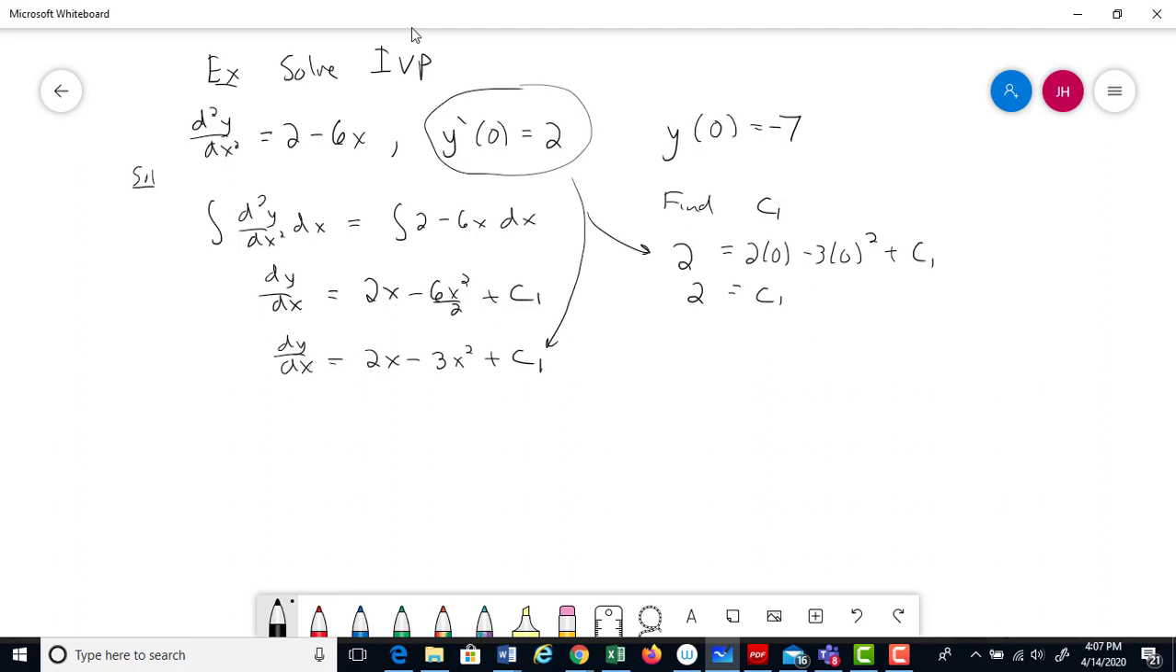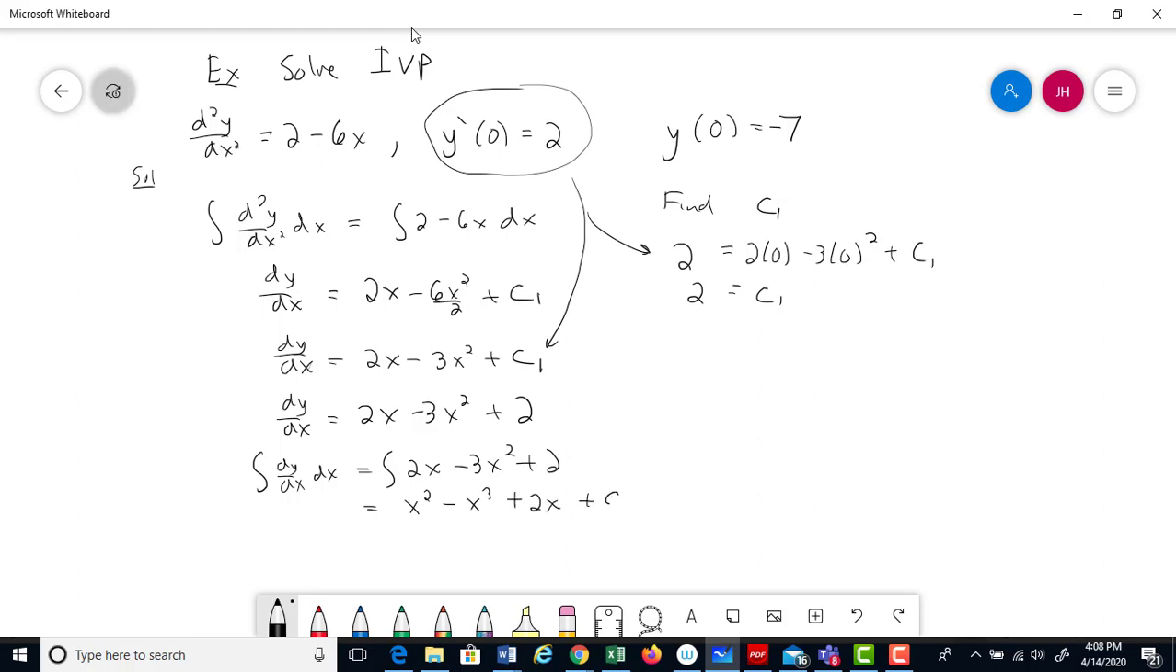So to find the constant for the first derivative, you're going to use the first derivative. So now I have dy/dx equal to 2x minus 3x squared plus 2. Now I need to do it again. I'm going to take the antiderivative, so I have to find the function. The antiderivative of this side is going to give me x squared, since x squared over 2 times 2 is x squared. Then x cubed over 3 will cancel that 3, so this will be x cubed, plus 2x plus c2.